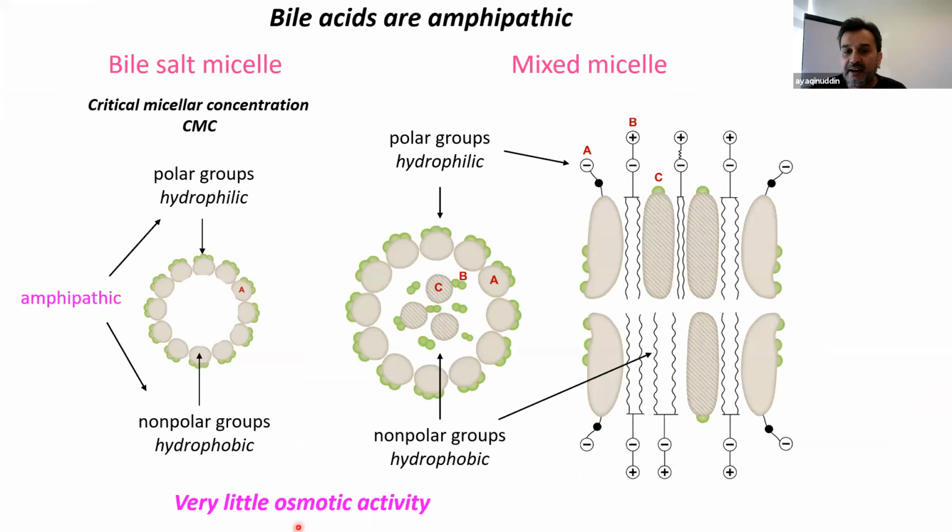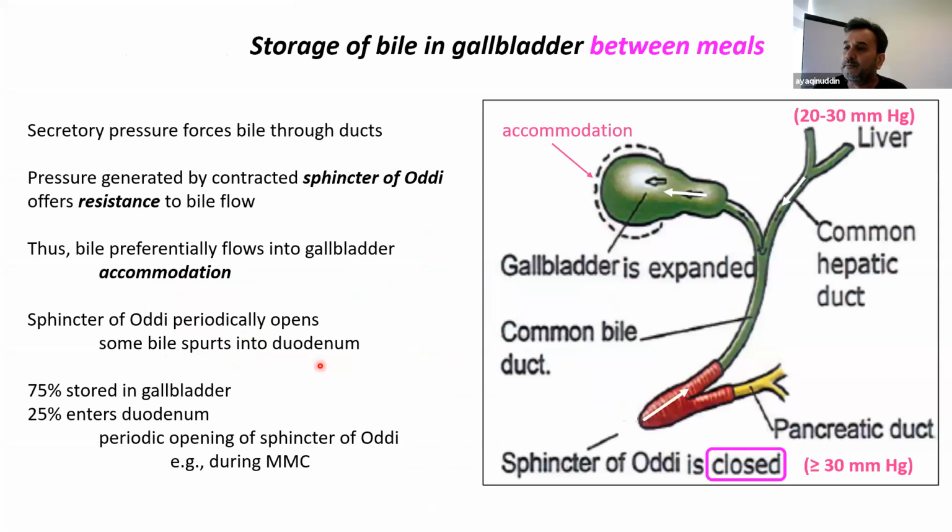This is a diagram which is telling you, bile salts are important because they form micelles, and this micelle formation helps the lipid molecules to become soluble and then be acted upon by lipases from the pancreatic enzymes. What you are seeing here is the normal mechanism and storage.